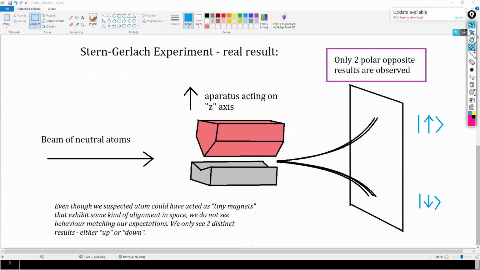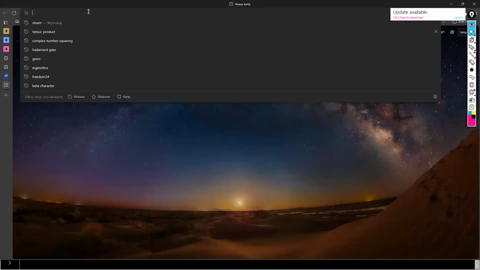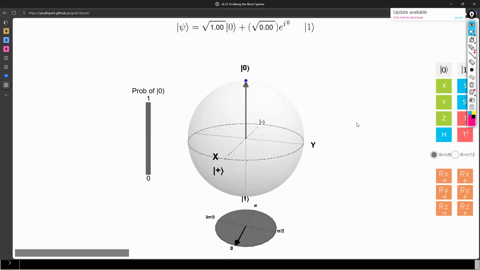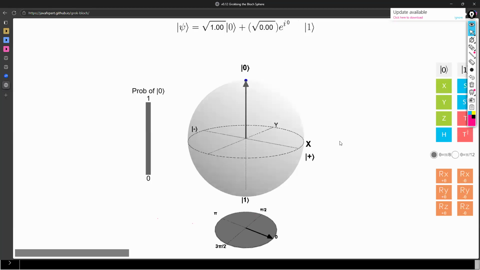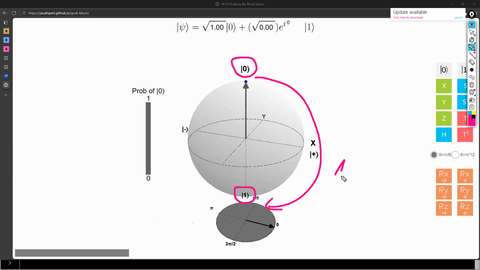So what we can do as well is represent the situation on something like this. This is called the Bloch sphere, and this represents different axes in three-dimensional space. As you can see, there is a 0 ket and a 1 ket at exactly a 180-degree angle away from each other.